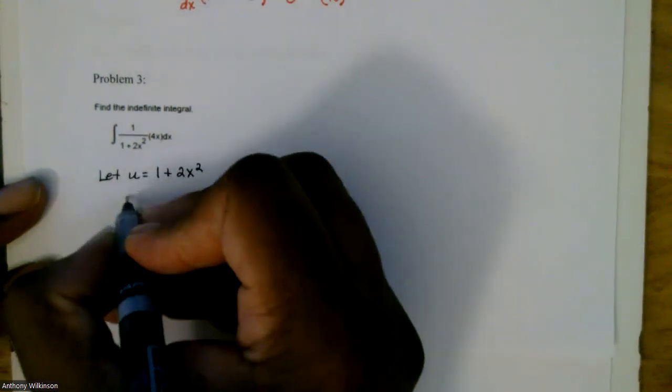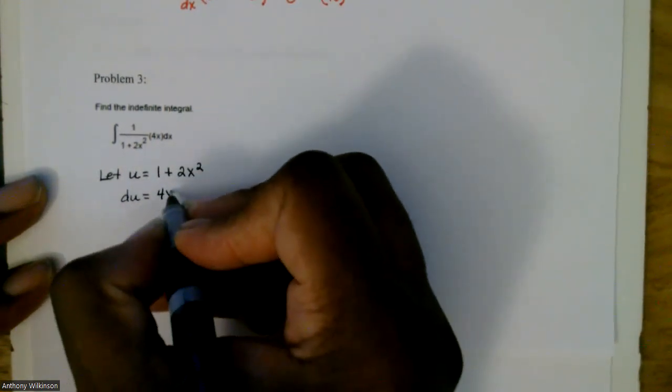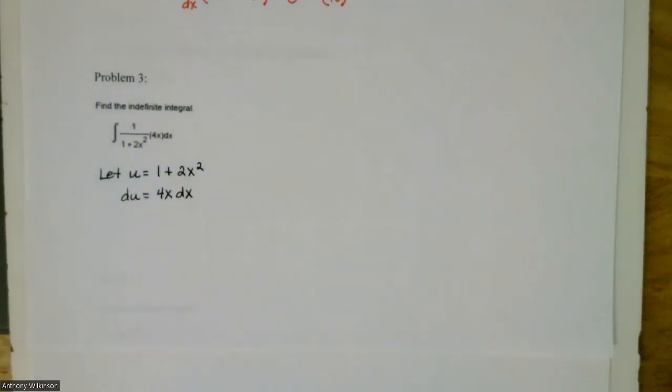And then the derivative of u, du, will be, well, the derivative of 1 is 0. The derivative of 2x squared would be 4x. So du will be equal to 4x dx, which is exactly what I have here, 4x dx. So now I can go ahead and make the easy u substitution here.